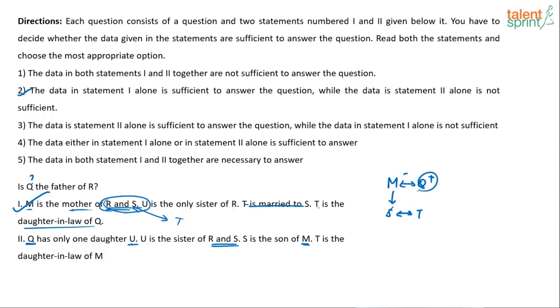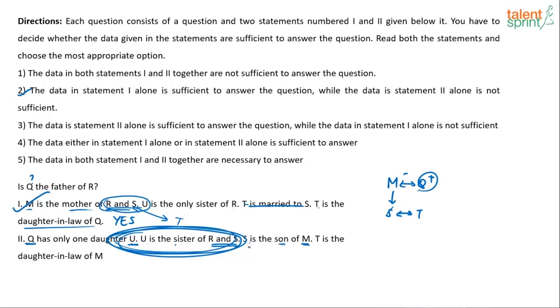Is Q the father of S? Yes was the answer. Q is the father of S. So statement 1 alone is sufficient. But in statement 2, Q has only one daughter, U. U is the sister of R and S. Again means the same thing. U, R and S are siblings, and one parent is Q.